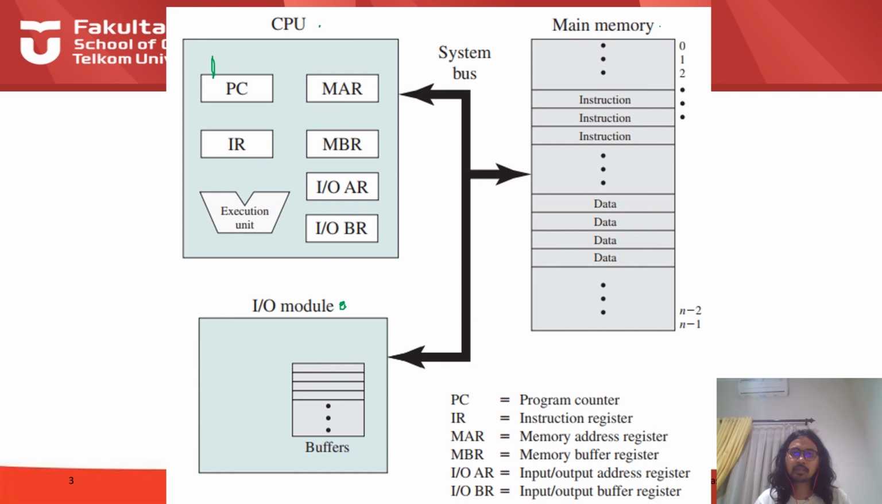PC is program counter. For example, if you have a program hello world and then print hello world, the PC indicates the program line, the first line and then the second line, and so on. IR is instruction register. This is where the instruction is saved before it is executed. Execution unit is also called ALU. ALU is where you execute arithmetic and logic unit.